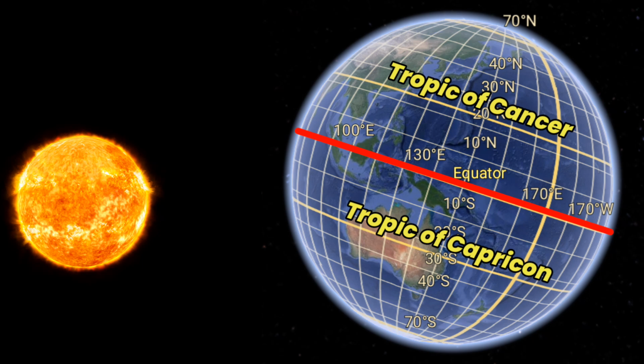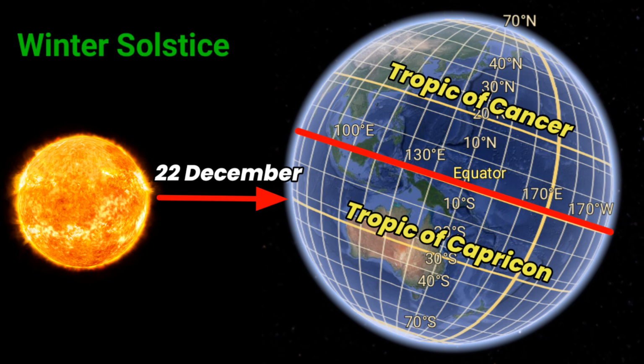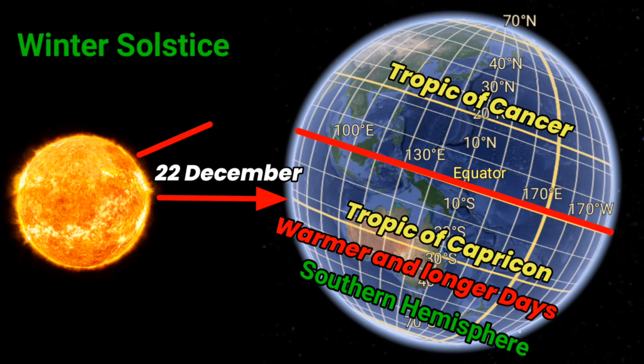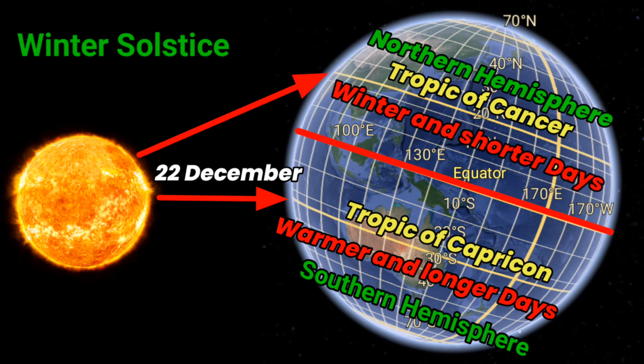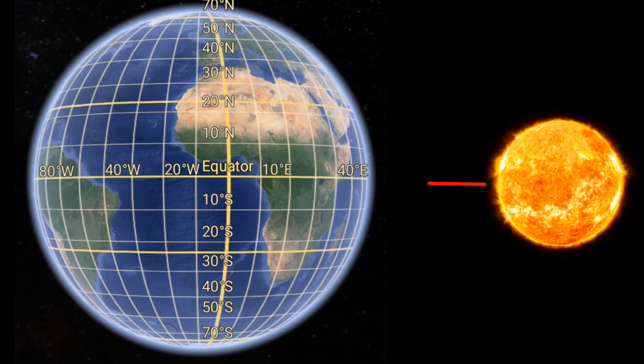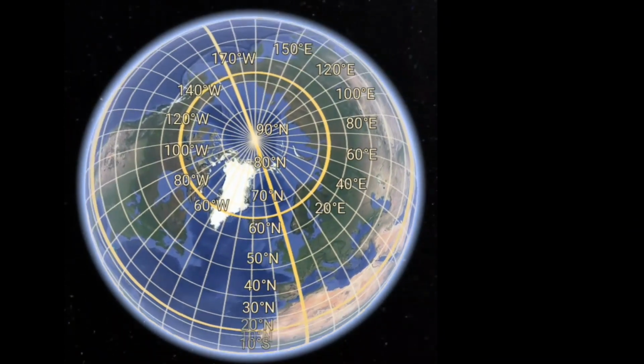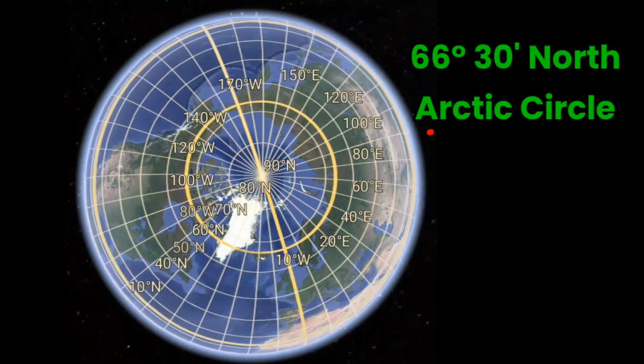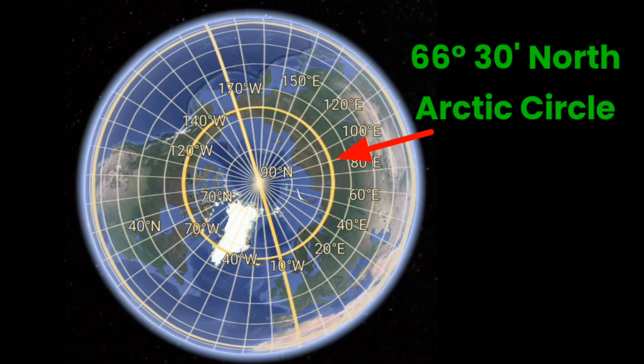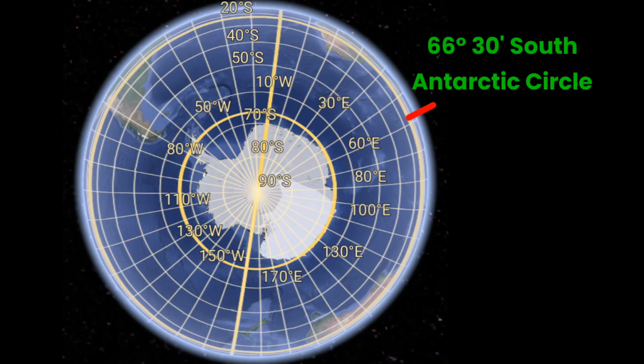Conversely, when the sun shines directly over the Tropic of Capricorn on December 22, it is called the winter solstice. At this time, the southern hemisphere experiences warmer weather and longer days, while the northern hemisphere experiences winter and shorter days. On March 21 and September 23, when the sun shines on the equator, the day and night are equal all over the Earth. The line of latitude at 66 degrees 30 minutes is also significant. It is called the Arctic Circle in the north and the Antarctic Circle in the south.